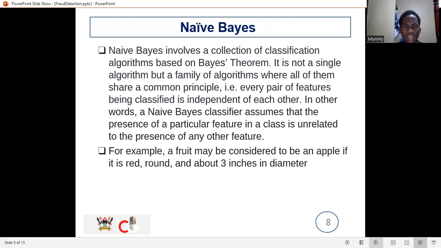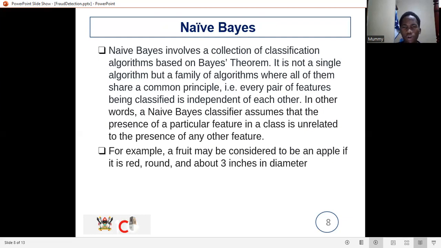Naive Bayes. This, I think, naive, I mean like biased Bayes theorem, which involves a collection and classification of algorithms based on Bayes theorem. It is not a single algorithm, but a family of algorithms where all of them share a common principle. And this common principle is every pair of features being classified is independent of each other.